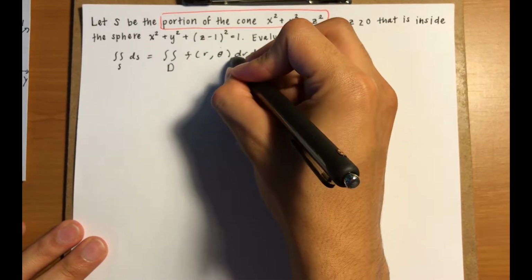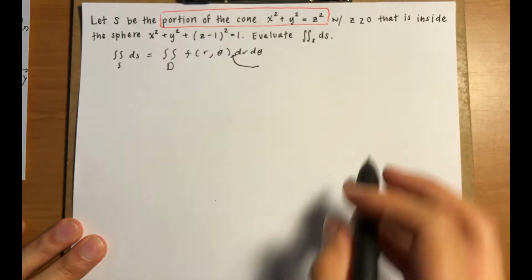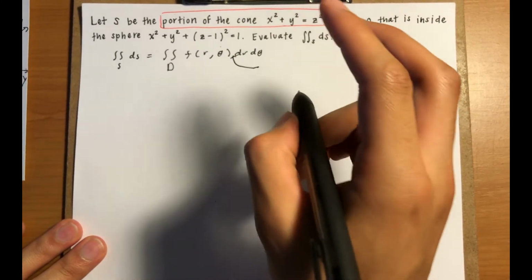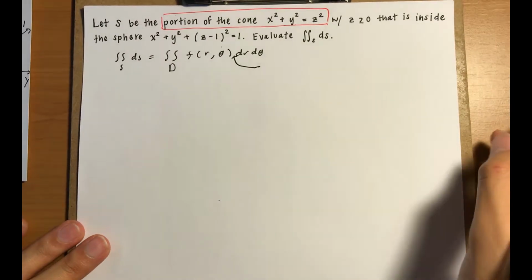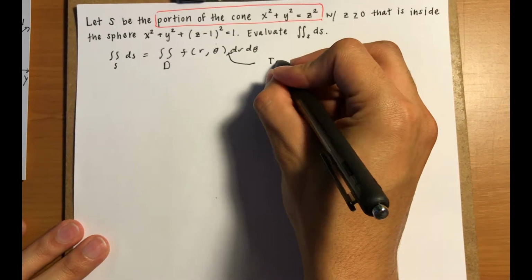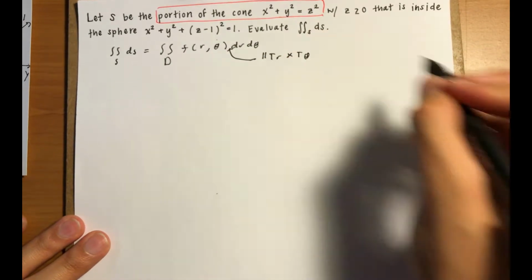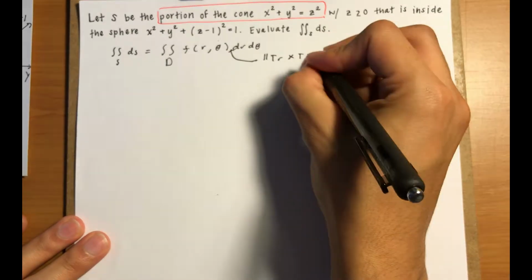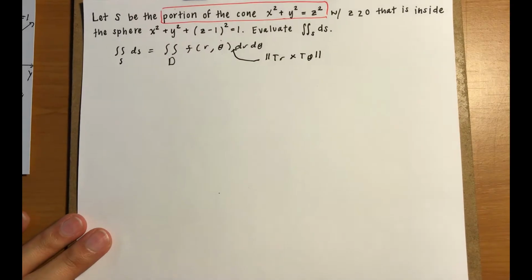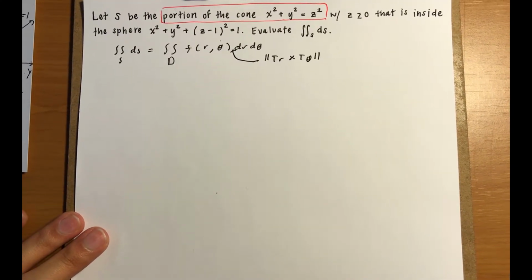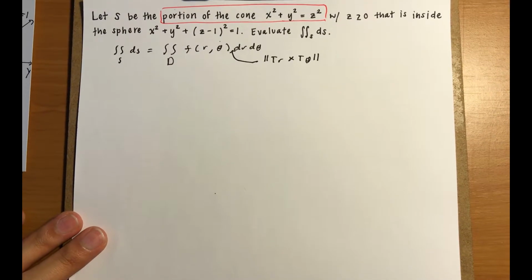In here, there's going to be a Jacobian. I forgot to write it in here. This form of Jacobian is the norm of a cross product between tangent vectors: tangent vector r crossed with tangent vector theta. You'll see why I use these two parameters. Remember, since it's a double integral, I need two parameters. Even though cylindrical coordinates gives you three parameters, you just need two.